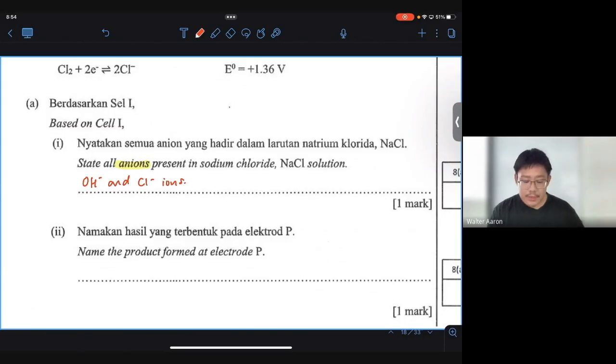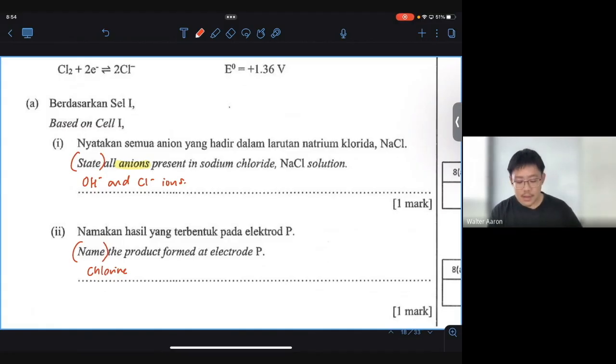Now, they didn't say name, so you are able to write the symbol, the formula of the substance. If they say name, you must name. You see the next question, number 2, name the product formed at electrode P. So you cannot put Cl2 there. You have to put chlorine. They say name, you must write out the full name itself.